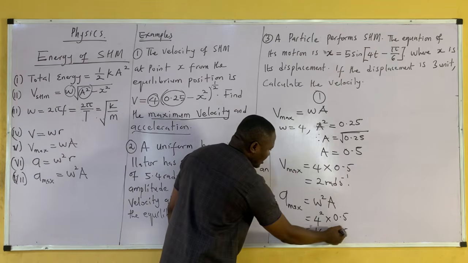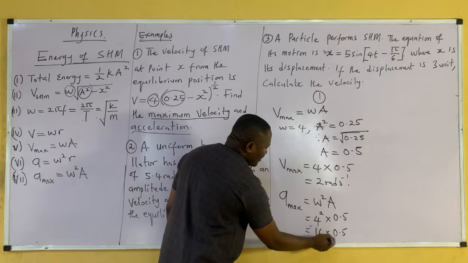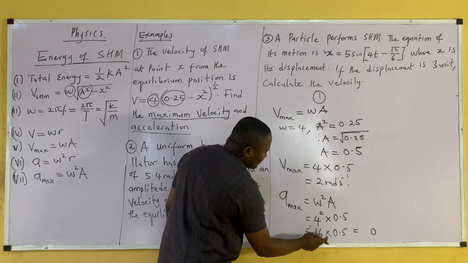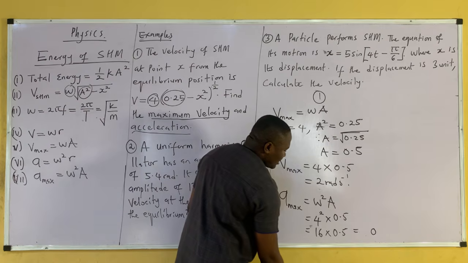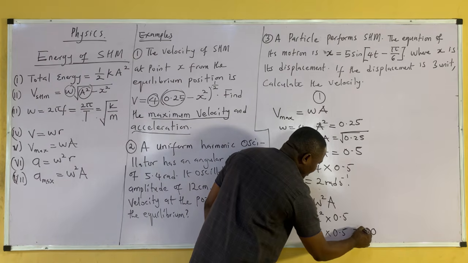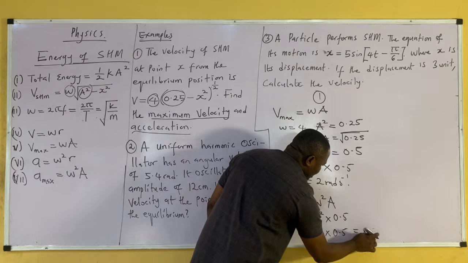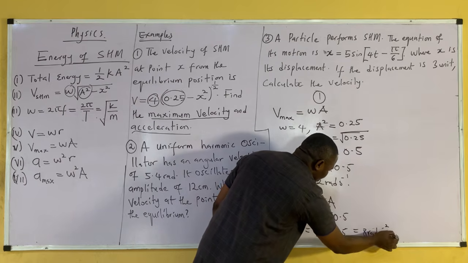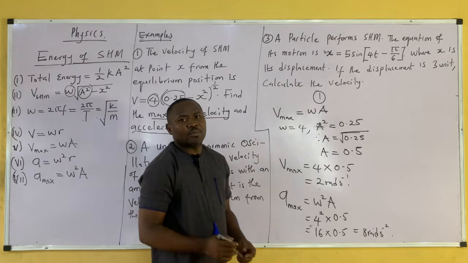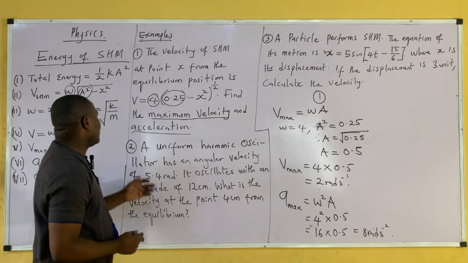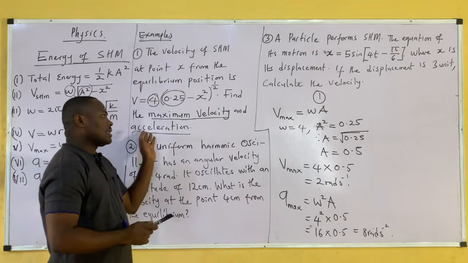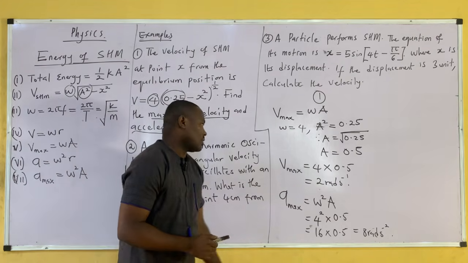You bring this here, then this times this is 30, 0 carry 3, then 5 times 1 is 5, plus 3 is 8. So the answer is 8.0. So it's just 8 rad per second square. So you see, question number one was asking us to find maximum velocity and acceleration. This is how it is solved.